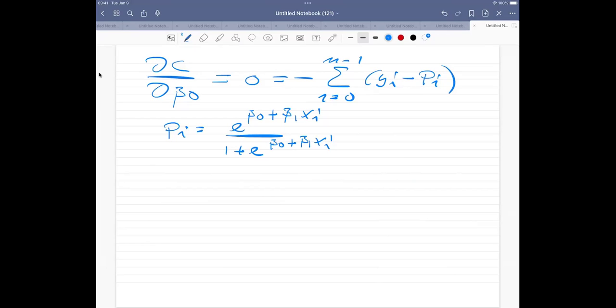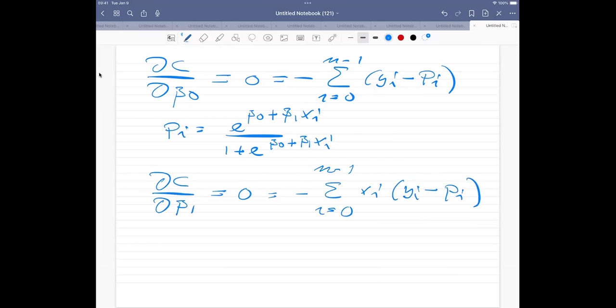Then I can take the derivative of the next quantity, which is dC/dβ1. And we also want to drive that one to 0. And that's going to be given by a sum of i equals 0 to n minus 1 of x_i times (y_i minus p_i). So if I have more parameters, I can actually set this up in terms of a matrix-vector formulation, and it's actually not that difficult to see.